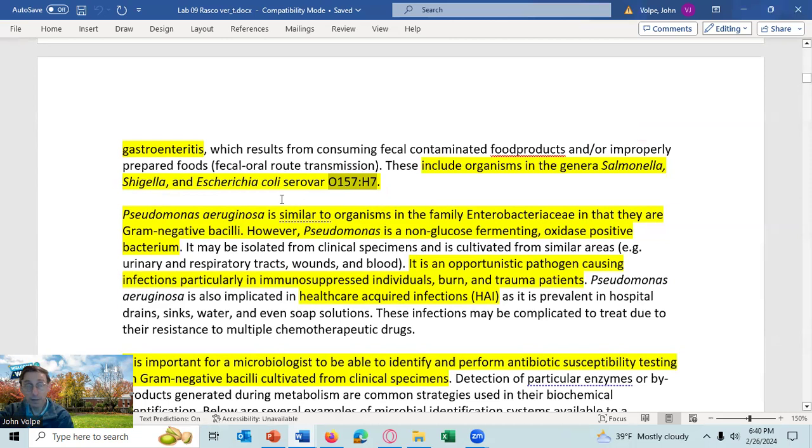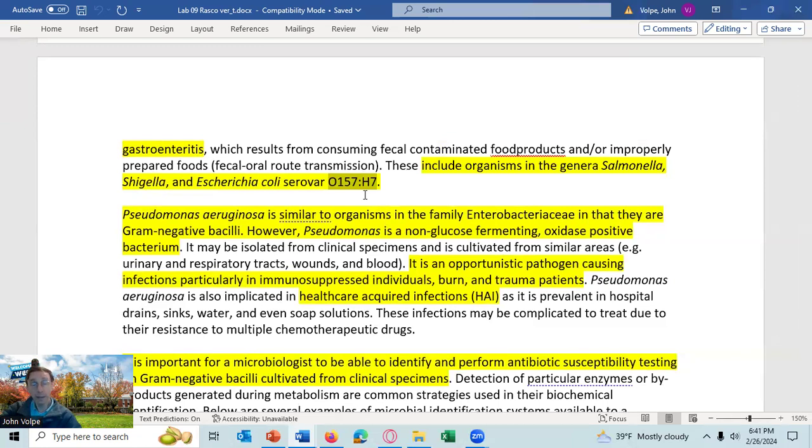Any question about that? So E. coli, when it's in your gut, does not normally cause humans any problems. In fact, we have E. coli in our gut, and it helps us digest our food. However, this strain of E. coli that has the antigens O157 and H7 is a frank human pathogen.